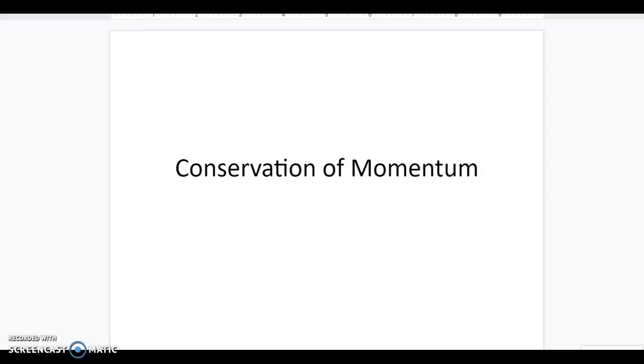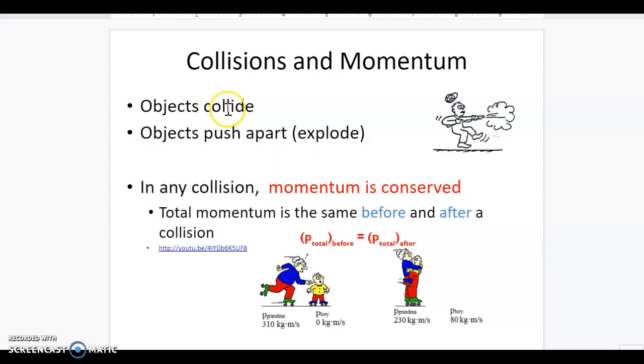Conservation of momentum means that when objects collide, like come together and hit each other, or when objects push apart, like those videos of the students that push each other apart on carts, or in cases of explosion, we say that the momentum is conserved in those collisions or explosions. And when we say conserved, it means that the total momentum remains the same from before they collided to after they collided.